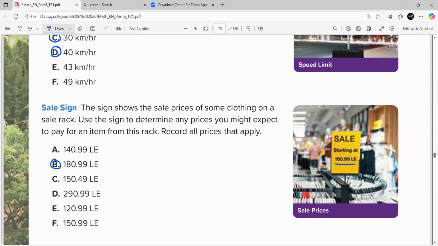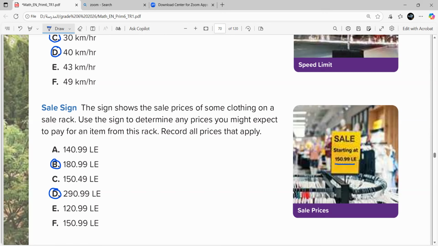What about 290.99? Do you expect we can find an item for this price? Yes, we can find this price because it is more than 150.99, so 290 is okay.